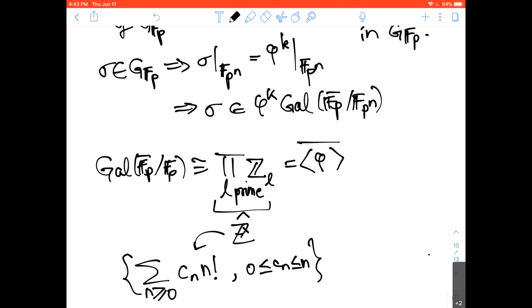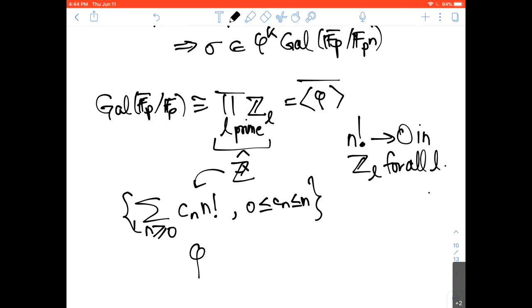And so the point is that with n factorial, a single integer, you just put it into every slot as itself, like the number 1 is 1, 1, 1, 1, 1 everywhere. And so n factorial tends to 0 in Z_L for all L, because as the factorial grows, it gets more and more divisible by every prime number, ultimately. And so taking sums of multiples of this, you could write everything uniquely in this way. And so if you called such a thing, let's say, T.